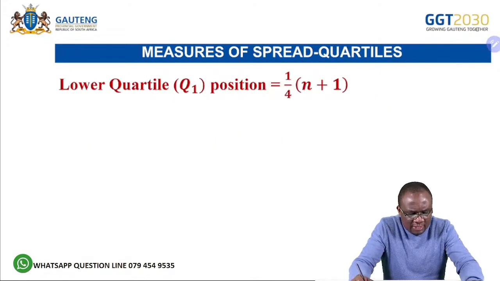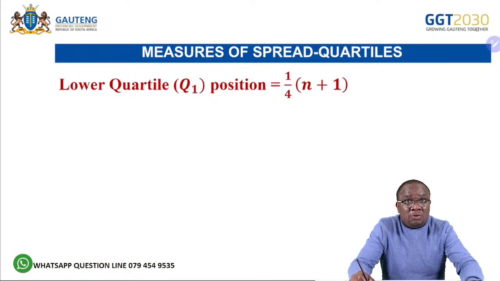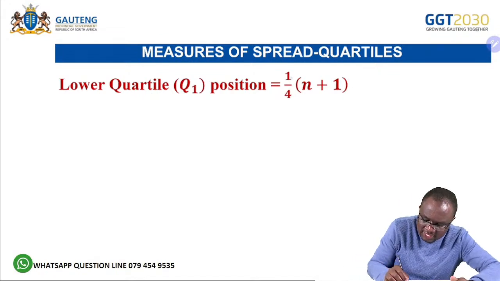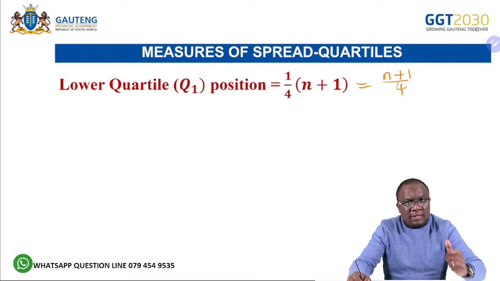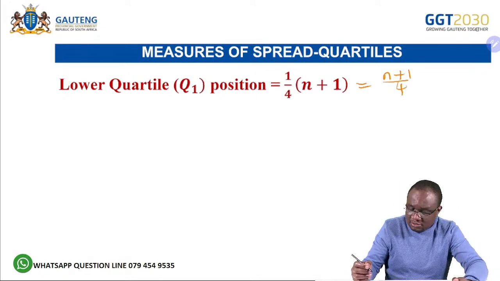Now, lower quartile, remember, this is how we find the position of the lower quartile. Remember, in the previous lesson, we did the position for the median. So the position for the lower quartile, we say 1 over 4 times n plus 1, or you can say n plus 1 divided by 4. It's still the same thing, okay? Okay, I'll give you time to write those things down.